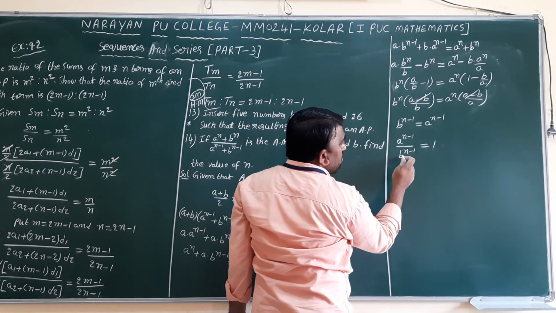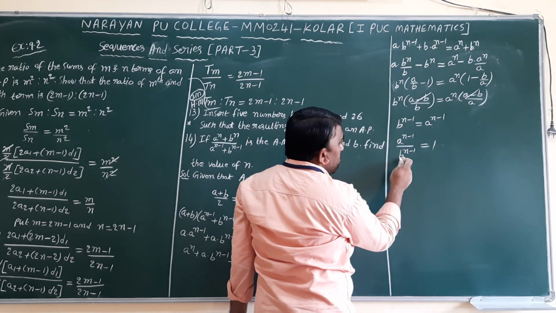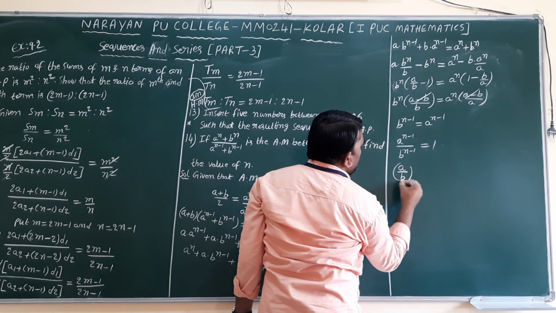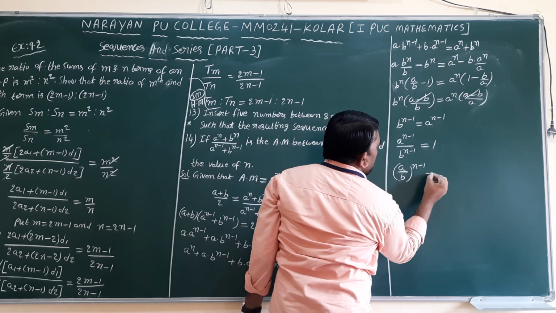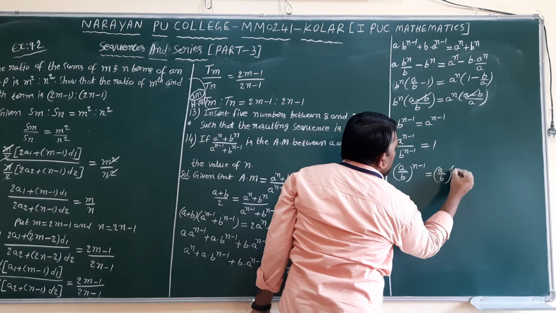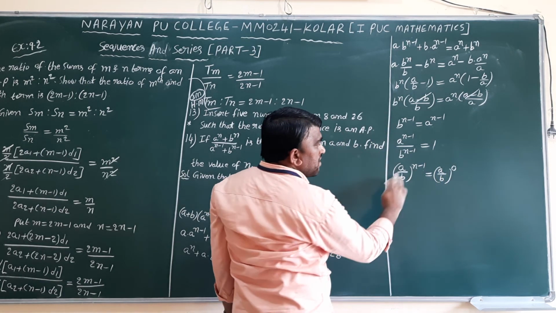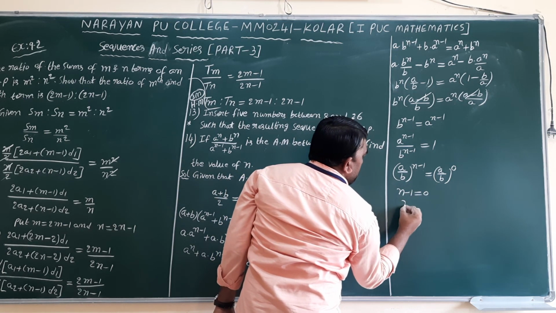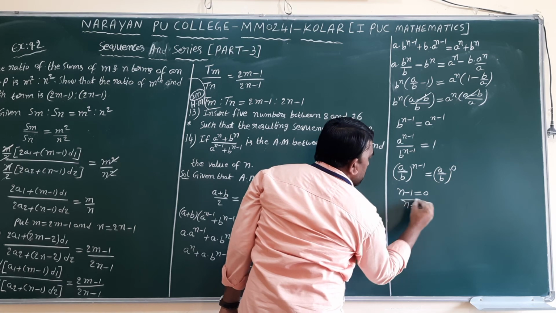a power n minus 1 by b power n minus 1. So (a by b) whole power n minus 1, whenever powers are the same, we can write this, equal to (a by b) whole power 0. Anything power 0 value is 1. Now the bases are equal, so the powers must also be equal. So n minus 1 equal to 0, n value is 1.